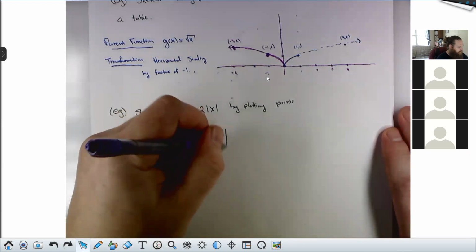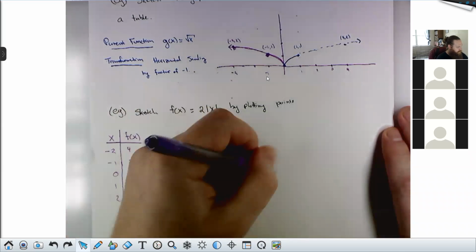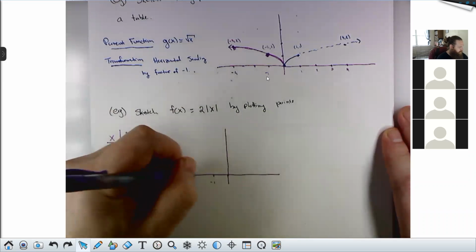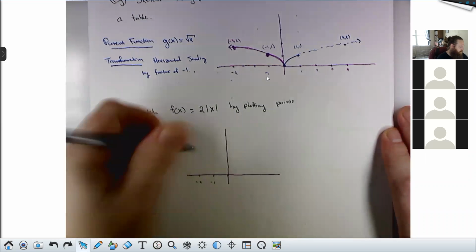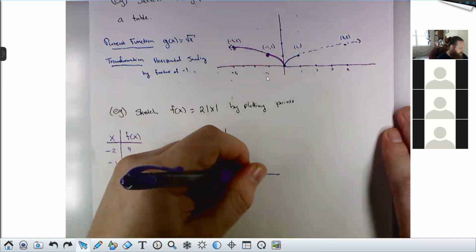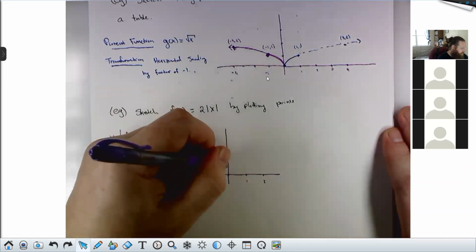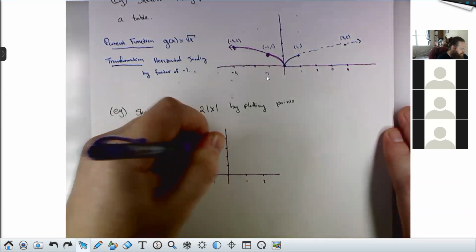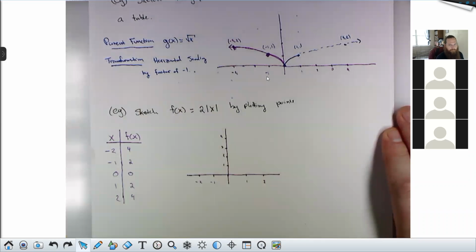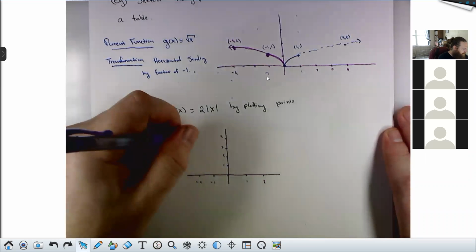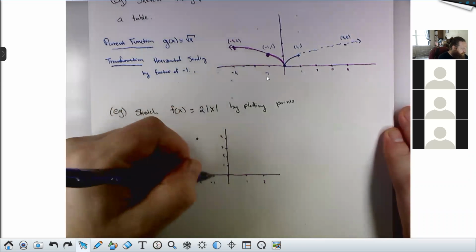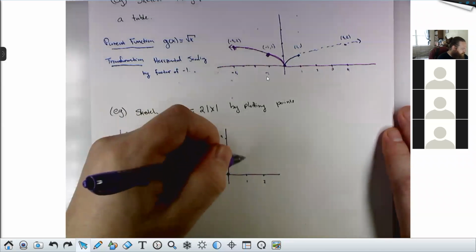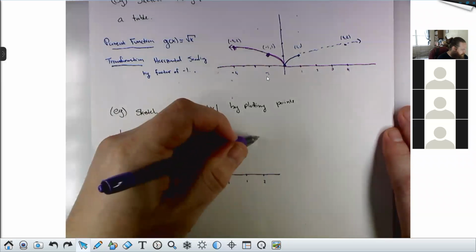So this guy looks like this. All right. (-2, 4) is on my graph. There she is. (-1, 2) is on my graph. There he is. (0, 0) is on my graph. They're there. (1, 2) is over here. And (2, 4) is up here.